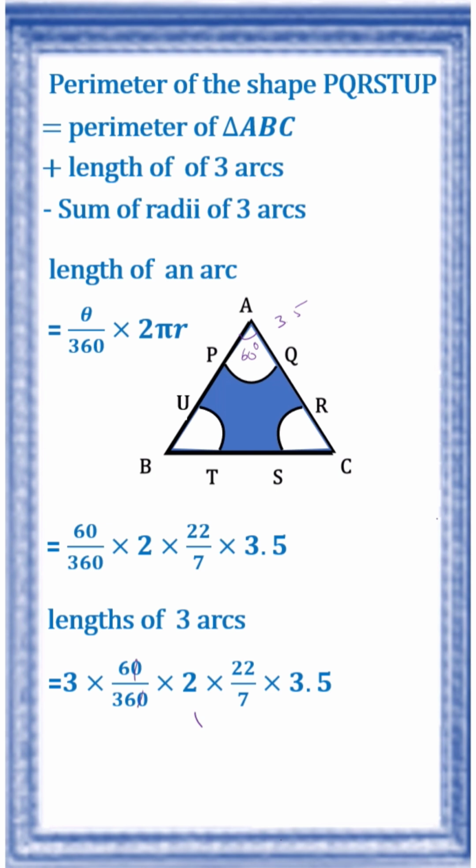0 and 0 get cancelled. 6 ones are 6, 6 twos are 12, 3 threes are 9, 3 gets cancelled. Here 7 into 0.5. 22 into 0.5 is equal to 11. So this has also been calculated. What is it? 11 centimeter.